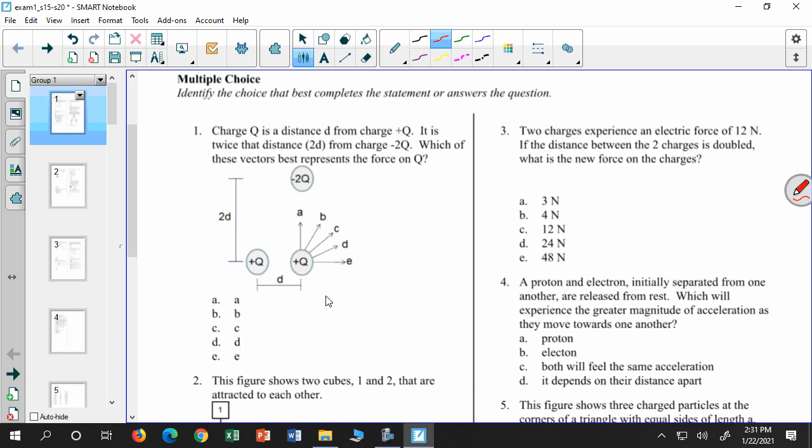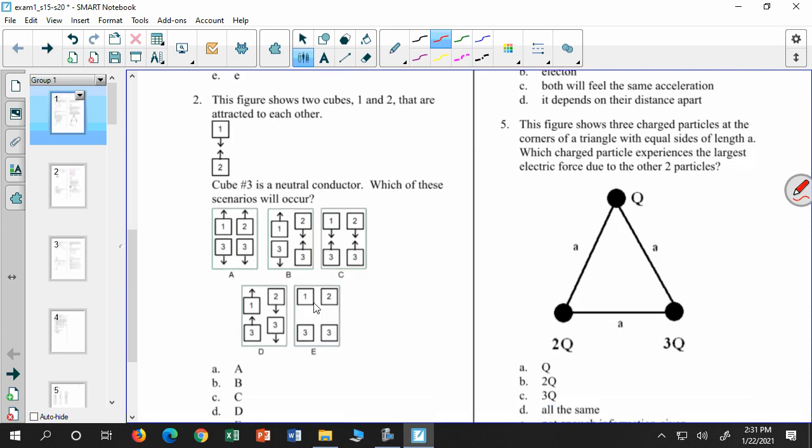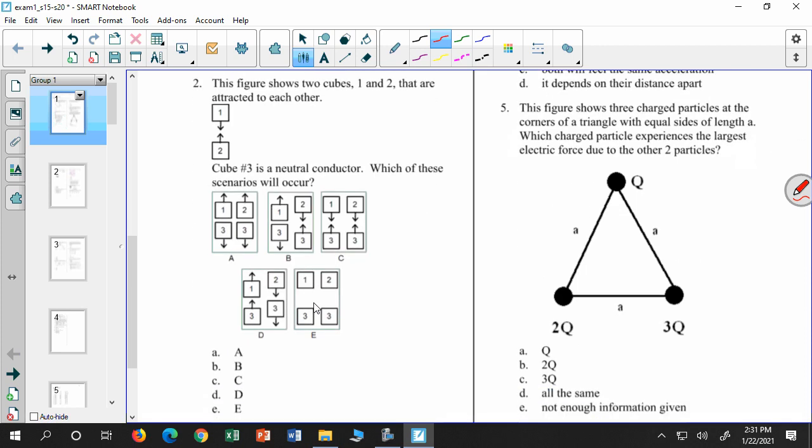This is spring 20, so last year's exam. In this one, it shows 2 cubes, 1 and 2, that are attracted to each other. Already we know that cube 1 and cube 2 have to have opposite charges, right? Let's just assign them a charge. I'll say this is negative and this one's positive. And so now I want to know if cube 3 is a neutral conductor, which of these scenarios will occur? E is not a bad answer, but E is not the right answer. E is sort of right, but not exactly right. I want to venture another guess, or C.